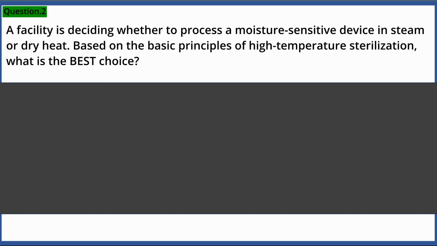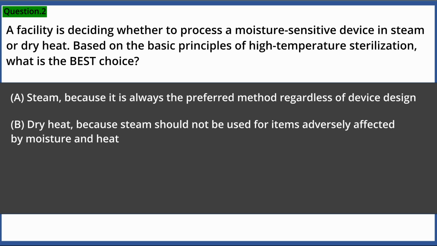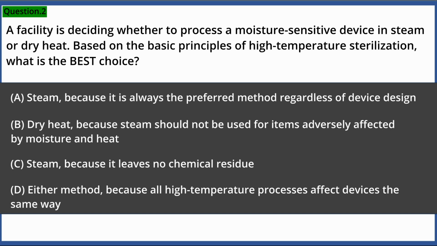A facility is deciding whether to process a moisture-sensitive device in steam or dry heat. Based on the basic principles of high-temperature sterilization, what is the best choice? A. Steam, because it is always the preferred method regardless of device design. B. Dry heat, because steam should not be used for items adversely affected by moisture and heat. C. Steam, because it leaves no chemical residue. D. Either method, because all high-temperature processes affect devices the same way. Answer. B. Dry heat, because steam should not be used for items adversely affected by moisture and heat.